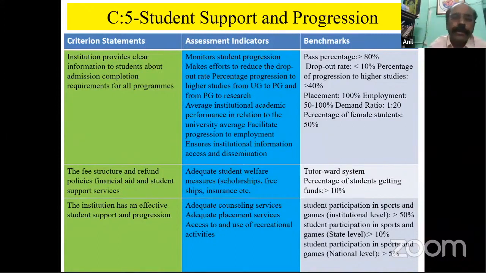Coming to criteria 5, that is student support and progression. Here, due to the time, I would like to skip this. The institution provides clear information to students about admission and completion requirements of all the programs. Yes. Coming to the benchmarks, the pass percentage must be above 80%. Definitely CRT will score much better, and the dropout rate must be less than 10%, with progression to higher study. This is when compared to those admitted against the final outcome or final passes.